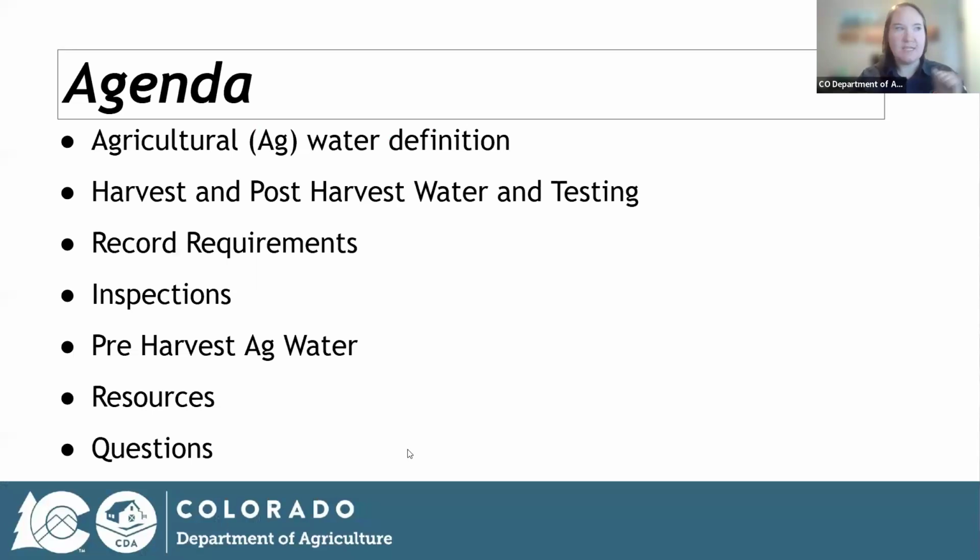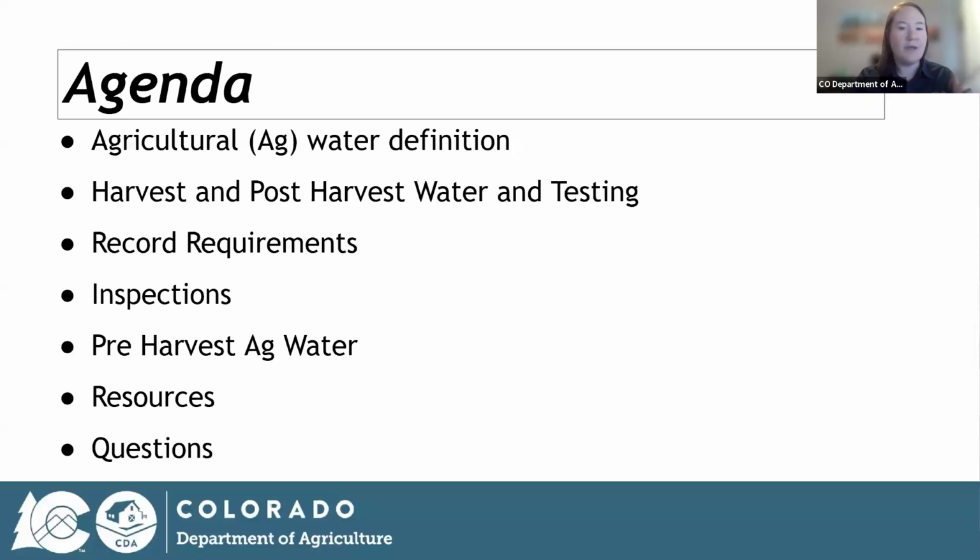So here is our agenda today. These are the things that we will be going over. I'm going to start off with the ag water definition, at least for the produce safety rule, harvest and post-harvest water and testing, what those requirements would look like and what the rule says, any record requirements for any of that, inspections, what that looks like as far as anything that entails.